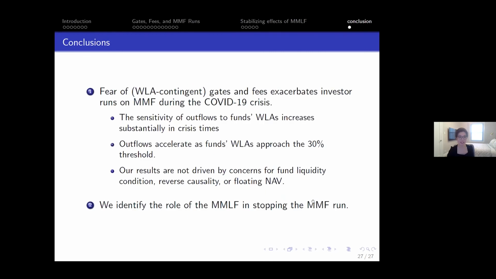Okay, so the conclusion of the paper is, first, we show that the fear of WLA contingent gates and fees exacerbates investor runs on money market funds during the COVID-19 crisis. And then we identify the role of the MMLF in stopping the money market fund run. Thanks a lot, and I look forward to the discussion.